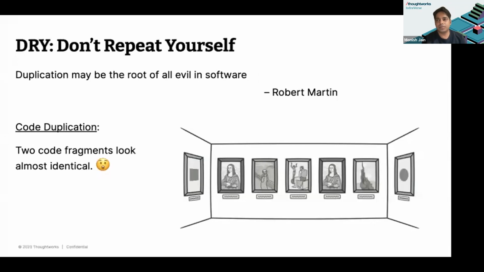So the solution that comes from the software development world is DRY. That stands for don't repeat yourself. As per Robert Martin, duplication may be the root of all evil in software. So a lot of problems start from duplication. We may end up having some security issues in the code, software misconfigurations, inconsistencies across environments, and a lot of these things originate with repetition or duplication of code. So we should avoid doing that, and there are multiple ways through which we can handle that.